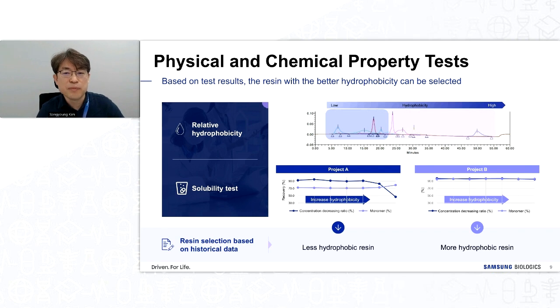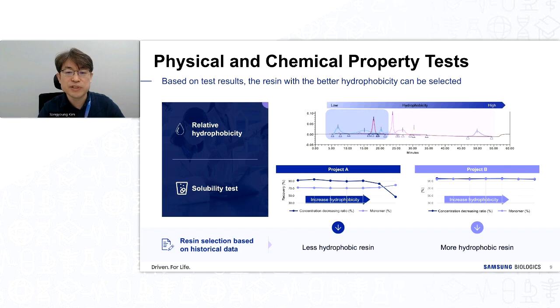We can also get the information for determining the most suitable type of resins through conducting required physical and chemical tests. We have collected elution patterns from our previous projects using a standard HPLC method. And we have found that this elution pattern analysis gives us insight to select the right resin when we compare that of new molecules. With the solubility test, by monitoring the level of aggregation throughout different levels of hydrophobicity, we can draw on the hydrophobicity of the molecule.